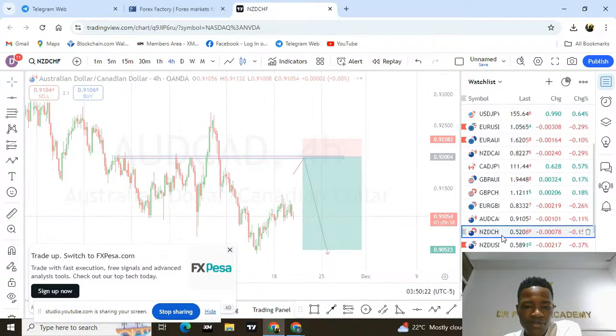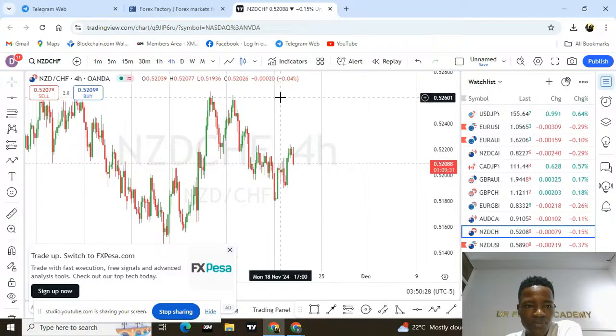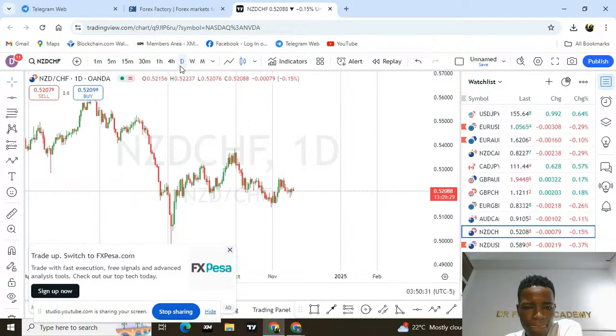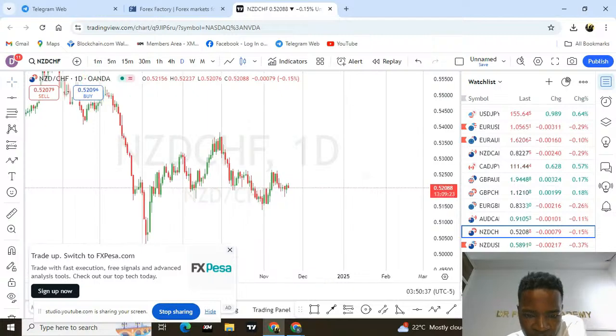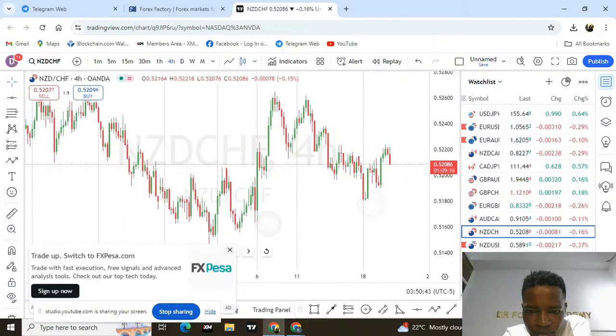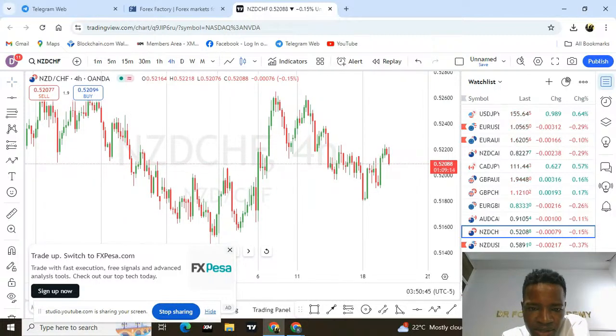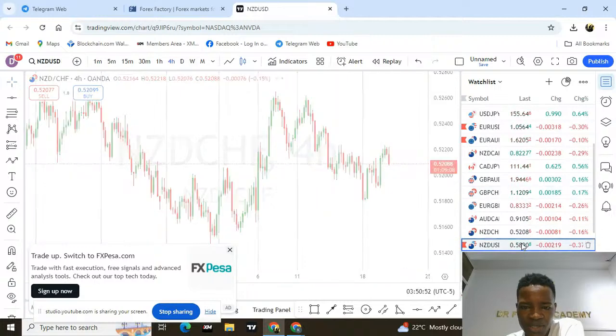NZDCHF. This market is consolidating on daily time frame. No clear view on NZDCHF. We were looking forward to a reversal on daily time frame. The daily closing, okay, 4 hours. No, guys, stay away from this market until you have a clear view on NZDCHF, the overall bias of it, the overall direction.